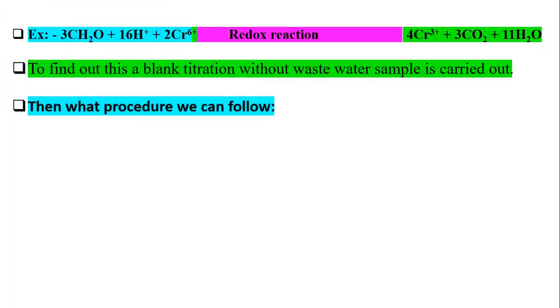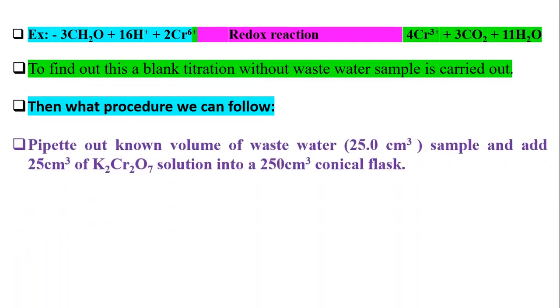Now what procedure can we follow to estimate the COD? The principle is over; what procedure do we follow? First, you pipette out a known volume of wastewater, 25 cm cube in our case. You can take 50 also, no problem.